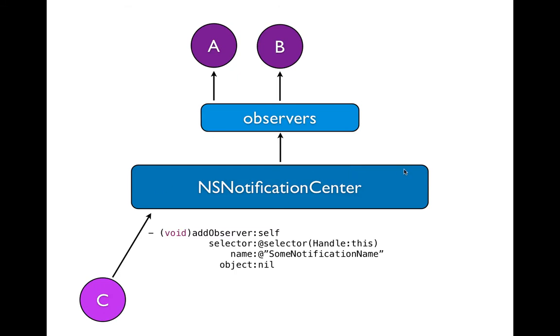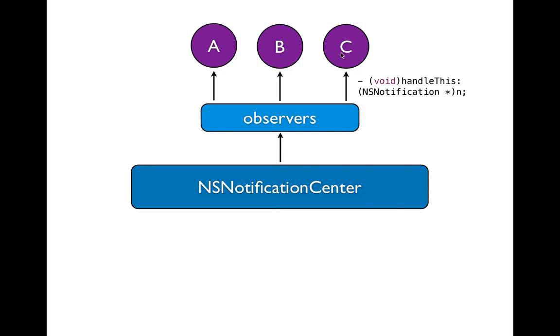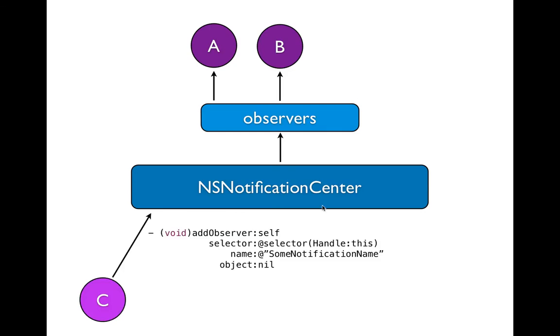You have this notification center, and it keeps track of the pool of observers. In this case, we have two objects that are already registered observers, and another object is saying, notification center, addObserver me, meaning self, if I'm calling from within this object. And the selector, I want to handle this. And the name, some notification name, and the object, this doesn't matter. If it's nil, then any object will do. So after this is executed, I am now, as object C, an observer of the notification with some notification name.